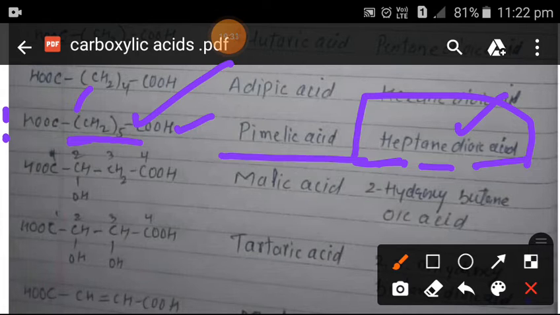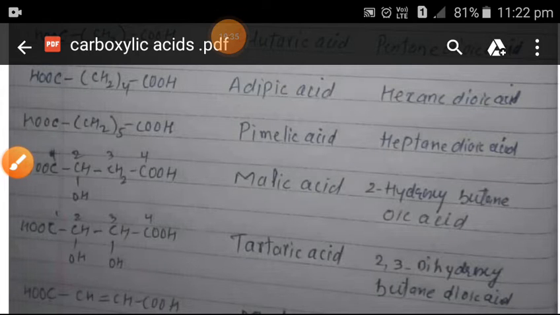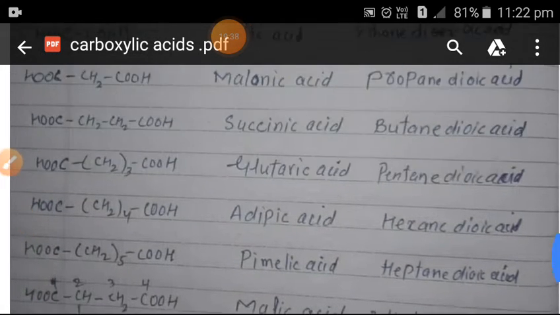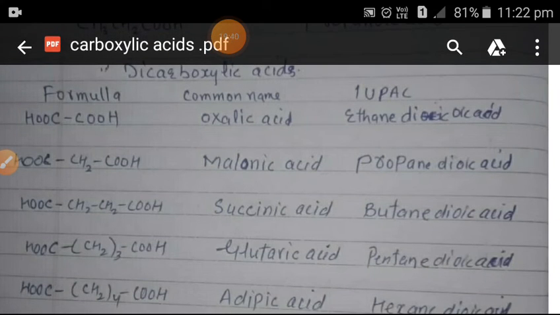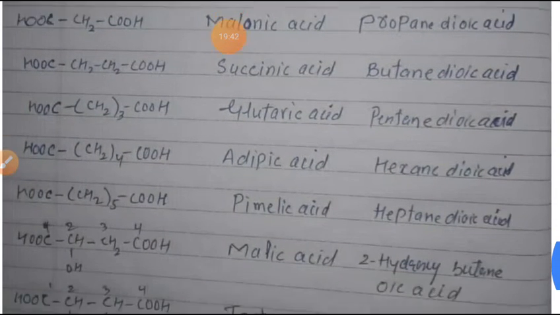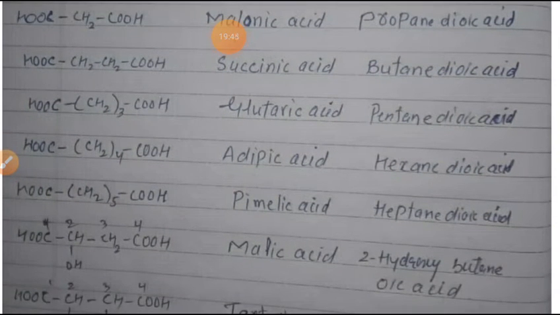Clear? So from oxalic acid to pimelic acid, you must remember these. You must remember these common names because they are very important. These dicarboxylic acids are mostly known by these common names, although they are used with IUPAC names as well.